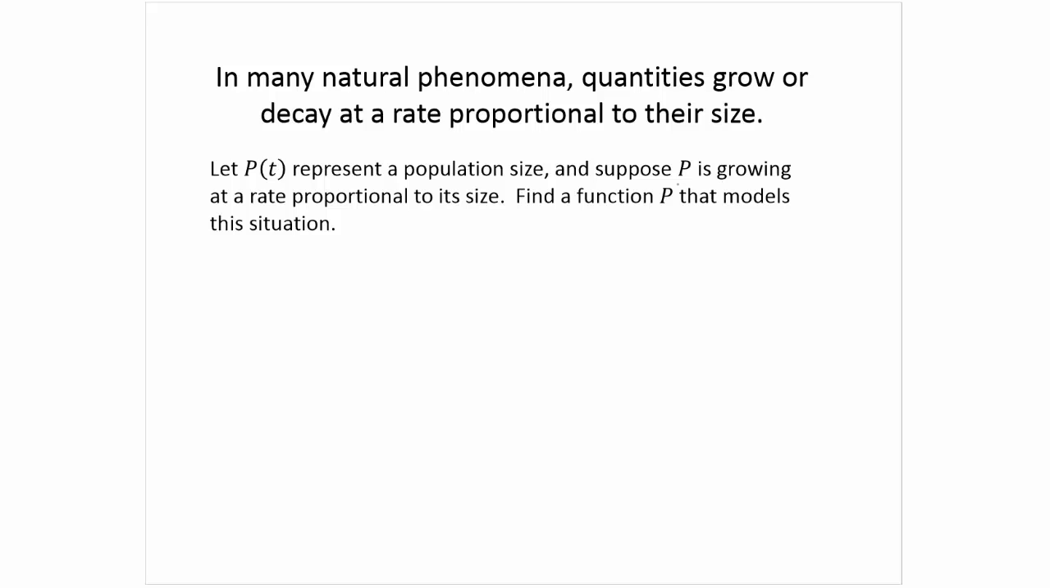So since the population P is growing at a rate proportional to its size, that means that we can introduce a differential equation of the form dP/dt is equal to kP. dP/dt, the rate of change of the population with respect to time, equals kP. It's proportional to its size. It's proportional to the population. Now this is a differential equation.